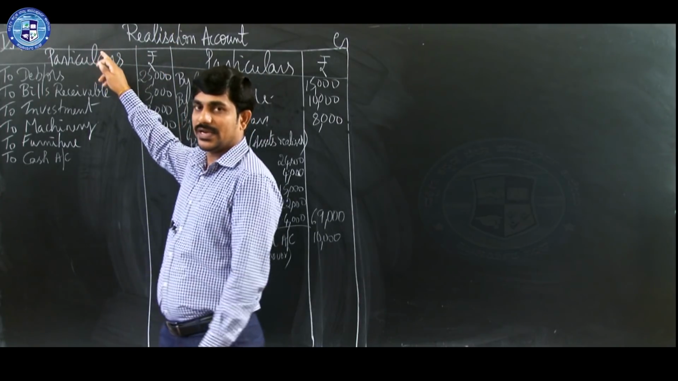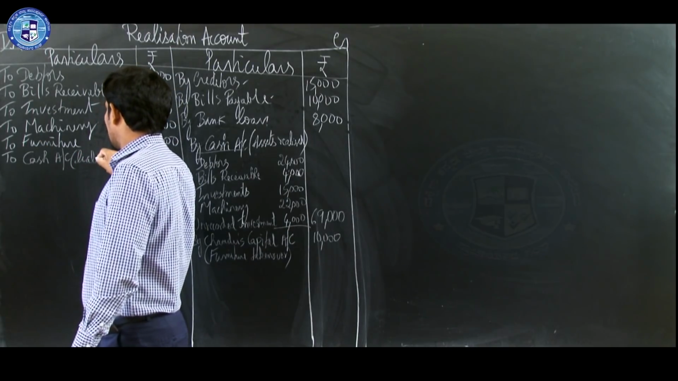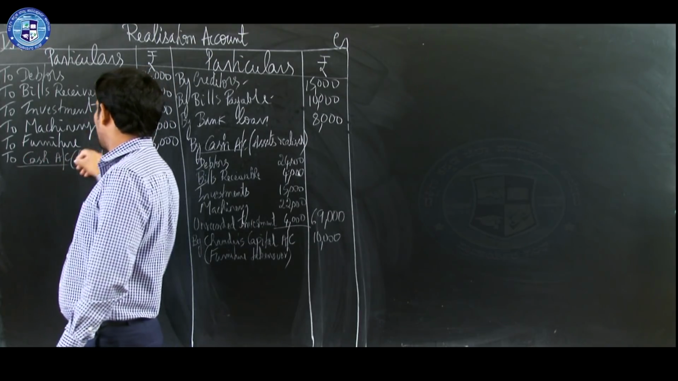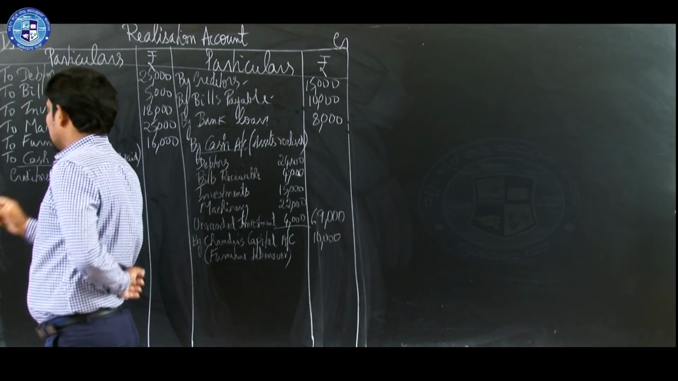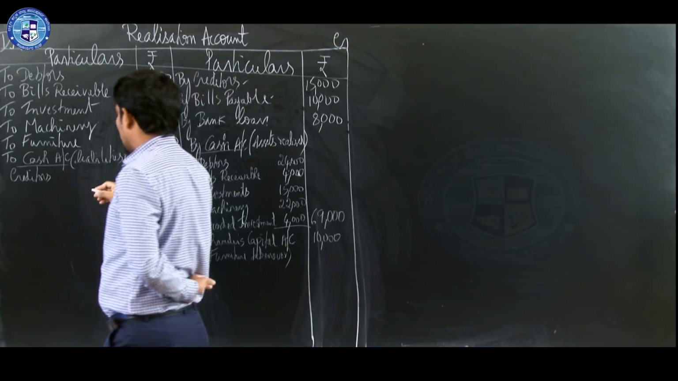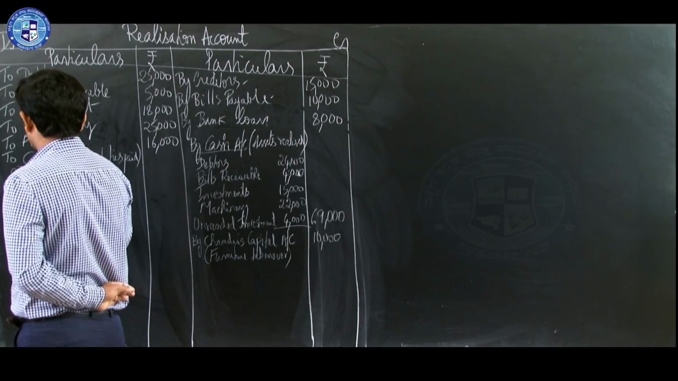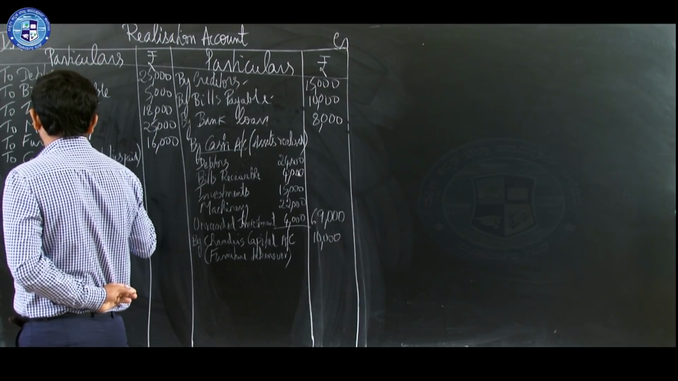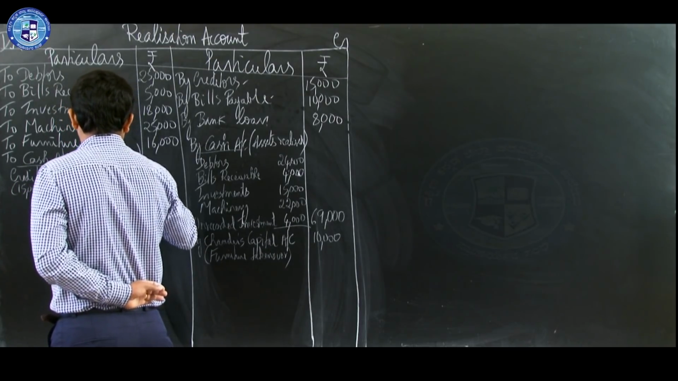Entry will be what? Realization account, liability is paid. Journal entry will be realization account debited to cash account. Liability is paid. So information is given only for 2 liabilities, creditors and bills payable. It is paid at discount of 5%. What is the book value of creditors? 15,000. How much is the discount? 5 by 100. So 750. So 15,000 minus 750. How much will we get? 14,250.